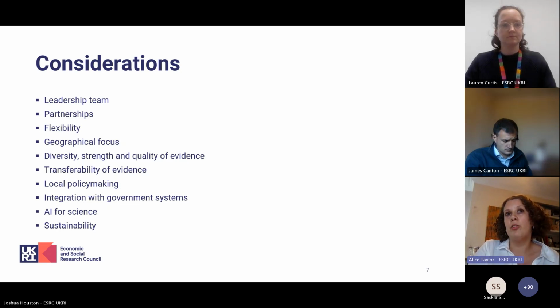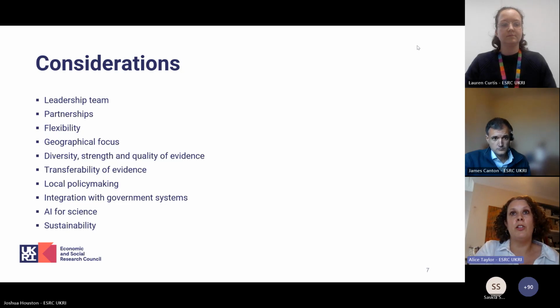Integration with government systems. You should consider how to integrate with government policy-making systems, and you should also consider how to learn from the experiences of applying evidence synthesis in government contexts from other countries and from within the UN system. AI for science. You should consider how the use of AI will impact on the broader scientific process, and obviously you'll need to be able to respond to rapid advancements in AI.